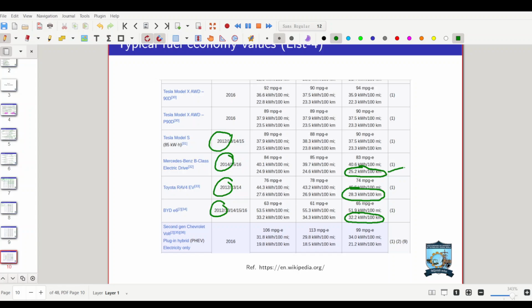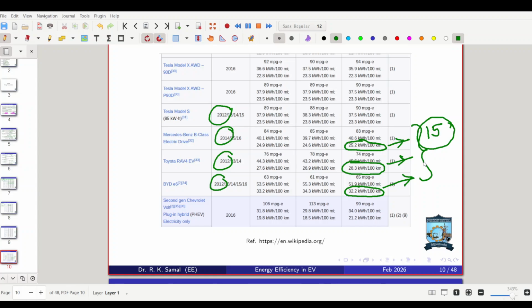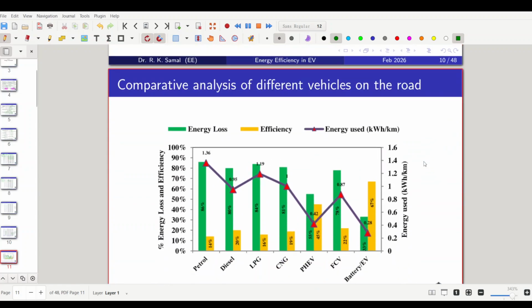That means the research has proceeded such that this value has improved much. From 25 and 28 or 32, we are now around 15 units per 100 kilometer on the road that people are using. Research has tremendously progressed in the past decade, and the adoption of electric vehicles has been made because of this only.